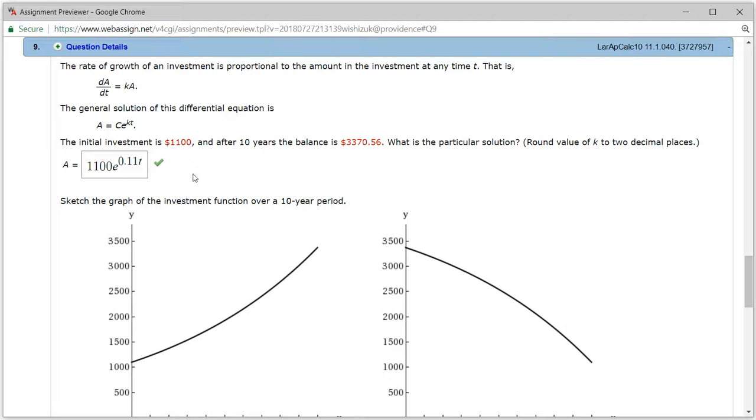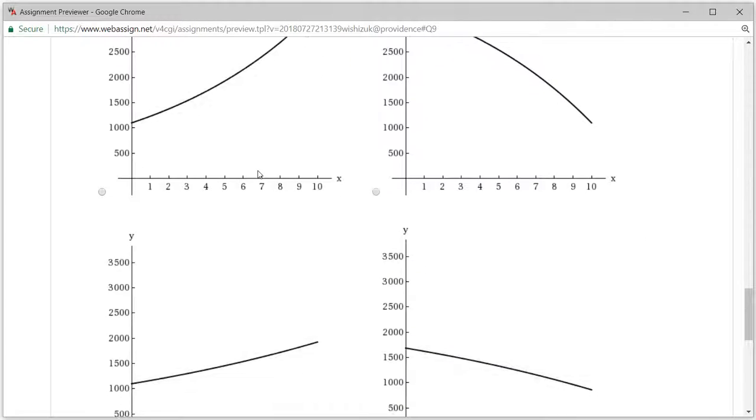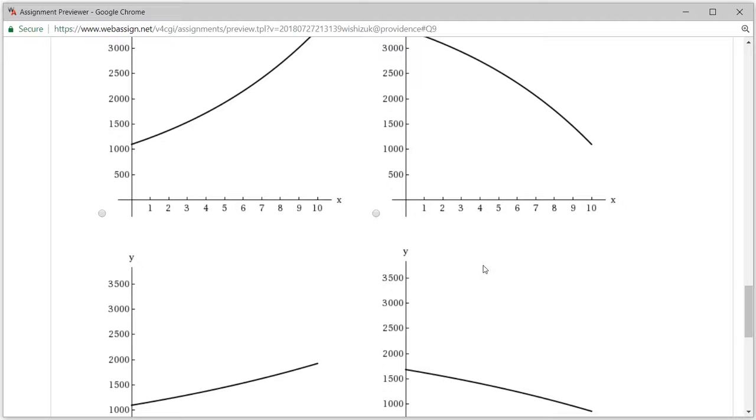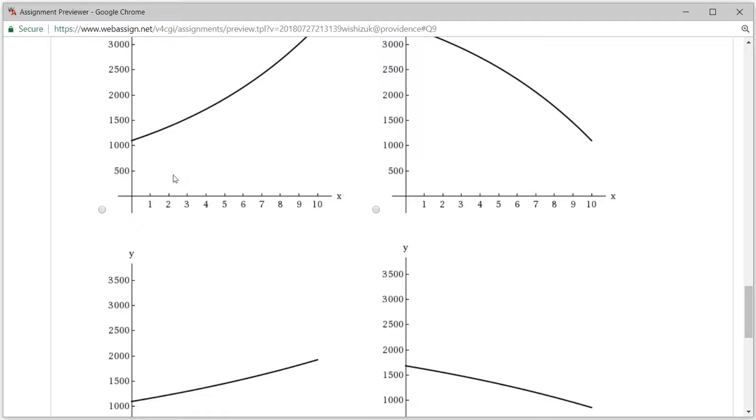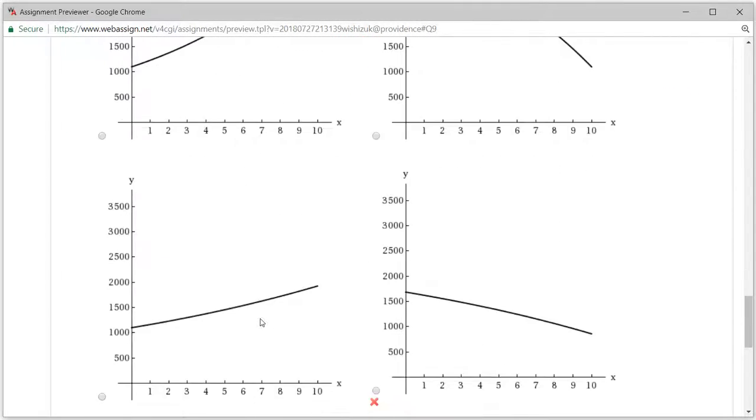I came back and it looks like we got this one correctly. Then for the graph, this is an increasing exponential function, so definitely not the second one or the fourth one. So it's either of these two. The initial value is about 1,100 here and 1,100 there. And at the 10-year point, it looks like it's about 3,370. You can see that this one is way too low, so we know that this is the correct picture.